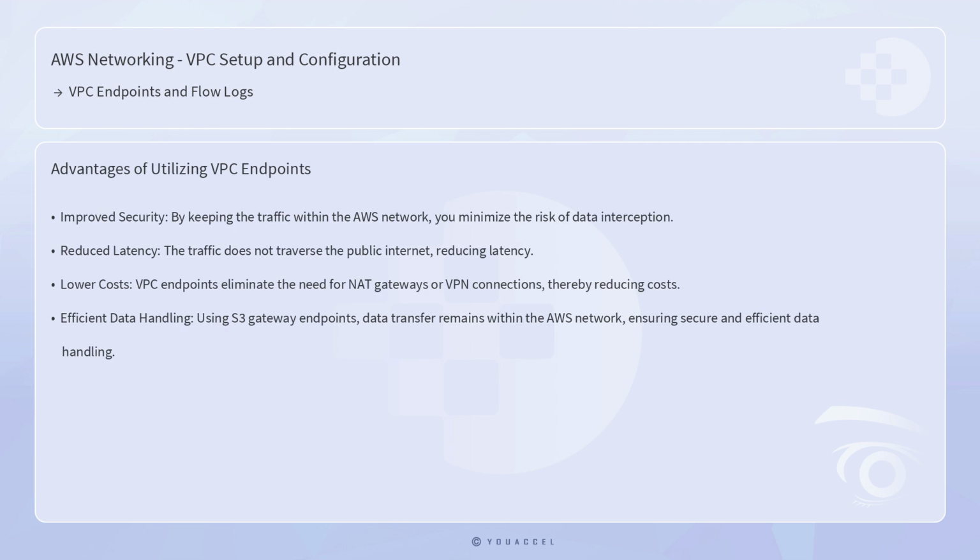Utilizing VPC endpoints has several advantages, including improved security, reduced latency, and lower costs. By keeping the traffic within the AWS network, you minimize the risk of data interception and reduce latency because the traffic does not traverse the public internet. Additionally, VPC endpoints eliminate the need for NAT gateways or VPN connections, thereby reducing costs. For example, consider a scenario where a company needs to transfer large volumes of data between their EC2 instances and S3 buckets. By using S3 gateway endpoints, the data transfer remains within the AWS network, ensuring secure and efficient data handling.